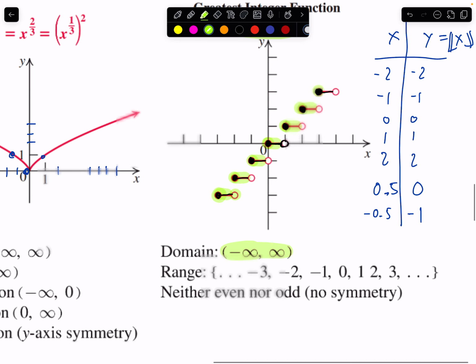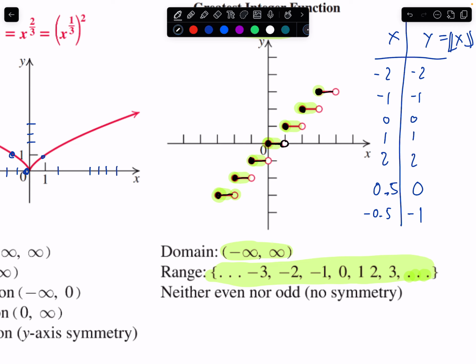So I have every possible x value inputted. Now, what are the possible y values? The y values that are possible are only where there's a horizontal line, right? So I only have those integers. The integers are the only possible outputs. So the range is the set of integers: dots mean you go on forever. You could have -4, -5 as well, -3, -2, -1, 0, 1, 2, 3, and then dots mean you could go on forever and have 4, 5, 6, 7, but only the integer values.